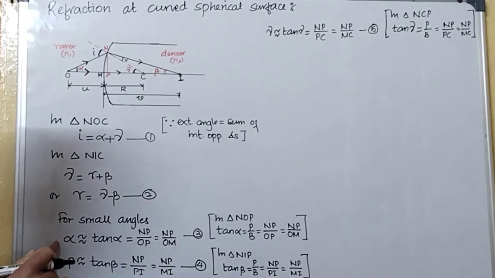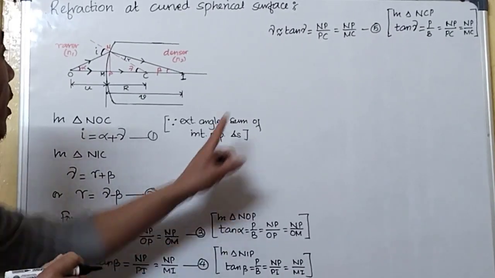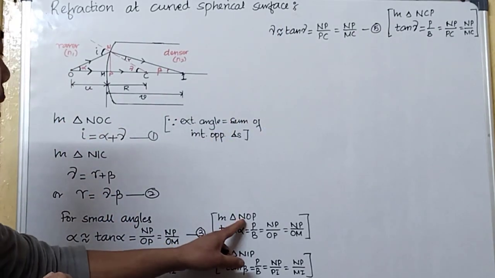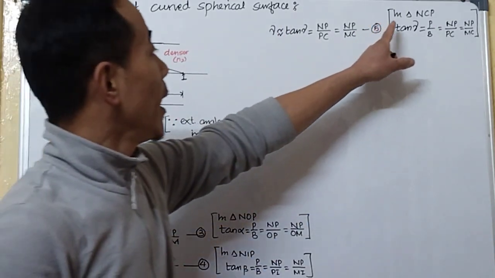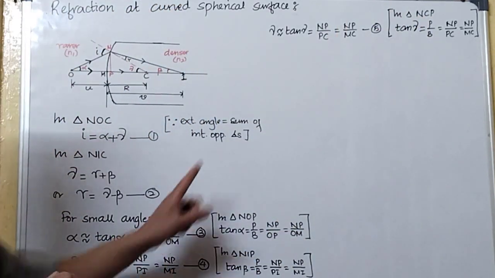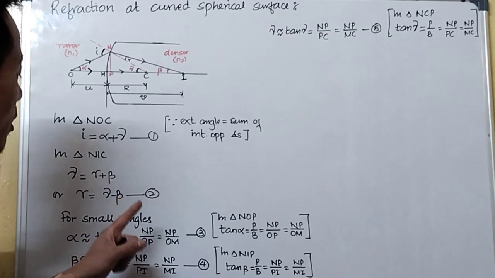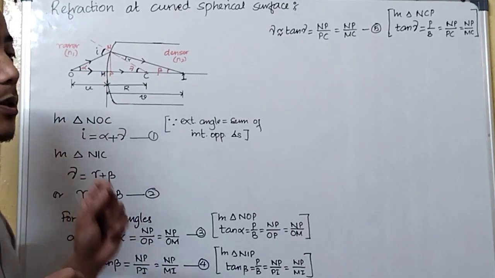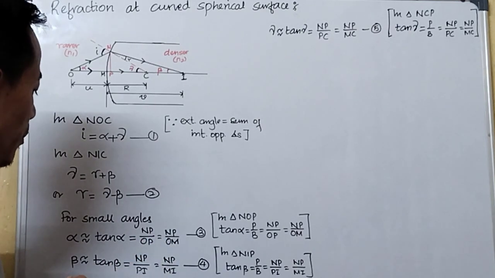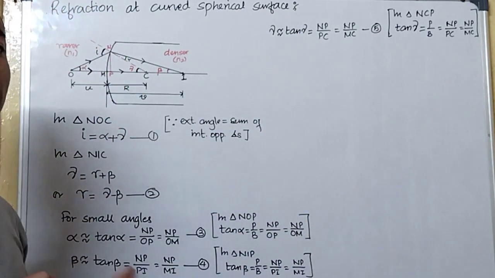So alpha nearly equal to tan alpha for small angles, beta nearly equal to tan beta, and gamma nearly equal to tan gamma. So we will consider the triangles NOP, NIP and NCP. We will get the value of tan of alpha, tan of beta and tan of gamma. So one thing we have noted down here is, since M and P are close to each other, we have taken the distances OP nearly equal to OM, PI nearly equal to MI and PC nearly equal to MC.